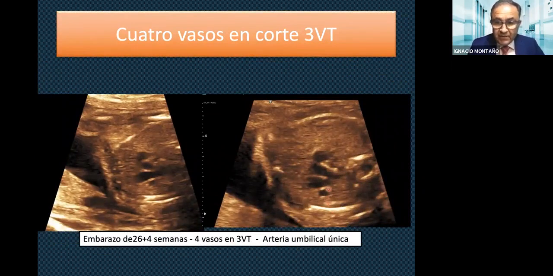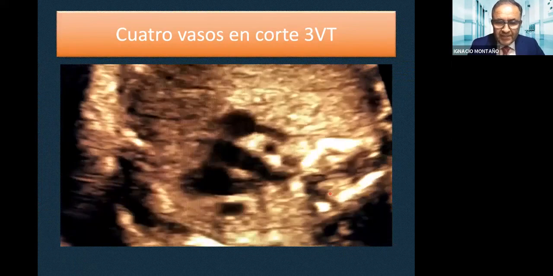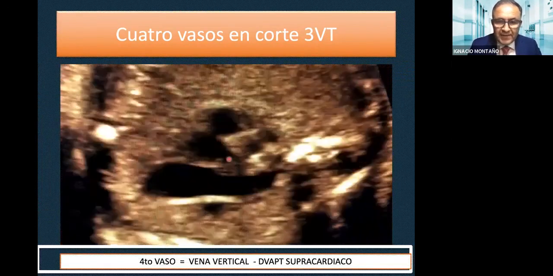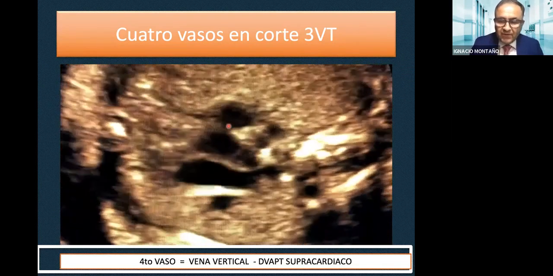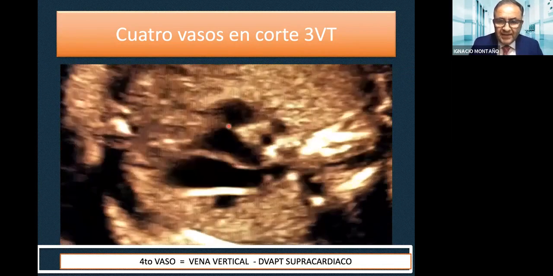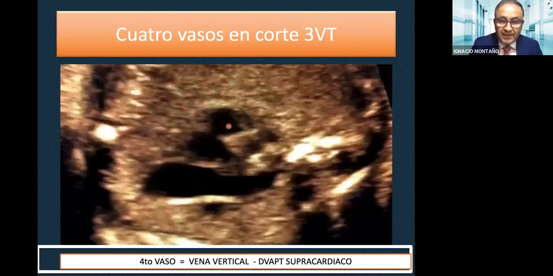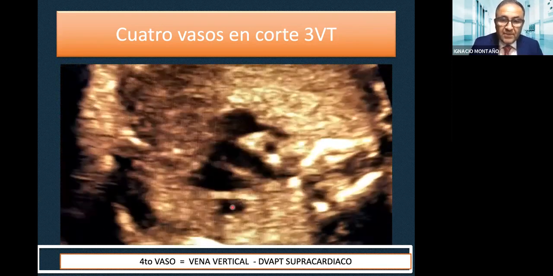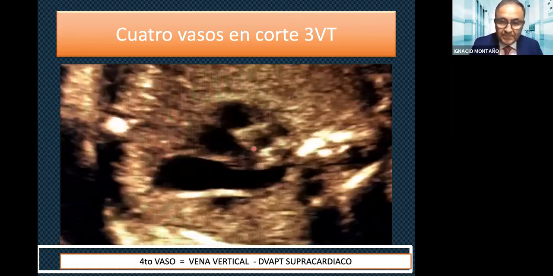And what drew attention was this vessel to the left of the pulmonary artery, but this vessel corresponds to the vertical vein, a vertical vein that through the brachiocephalic vein will drain at the level of the right superior vena cava. The diagnosis is a supracardiac anomalous pulmonary venous drainage, such that it is a differential diagnosis with a persistent left superior vena cava, which will also show us 4 vessels in the 3-vessel trachea view. But the difference is that the right superior vena cava is going to be dilated.